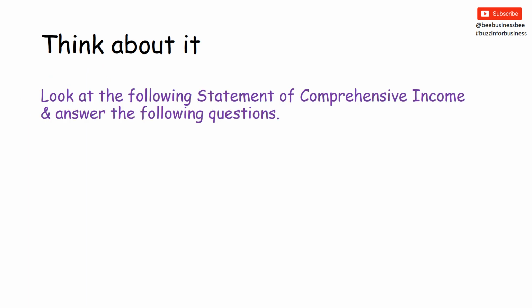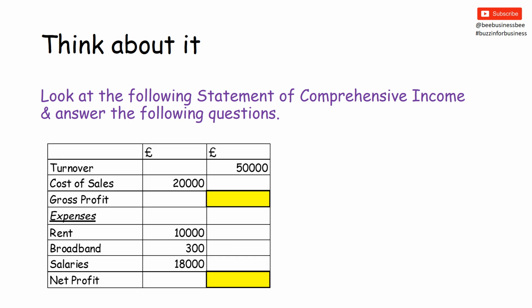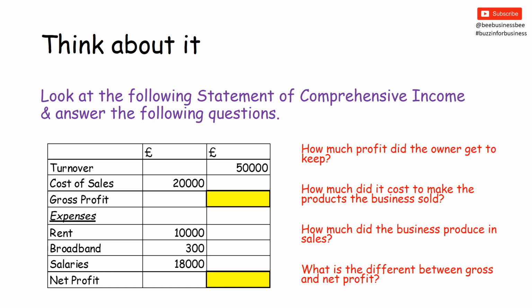Look at the following statement of comprehensive income and answer the following questions. So there is your statement of comprehensive income, and there are your 4 questions. How much profit did the owner get to keep? How much did it cost to make the products that the business sold? How much did the business produce in sales? And what is the difference between gross and net profit? Pause the video now while you answer those questions, and then unpause where I show you the answers.